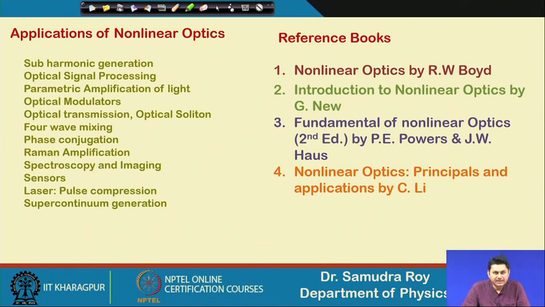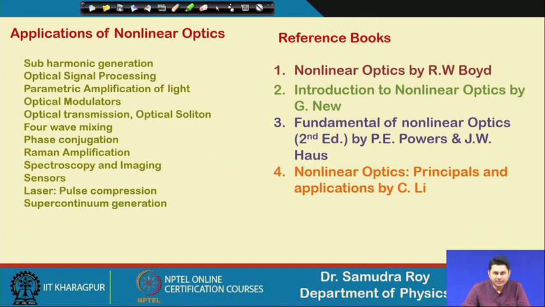There are vast applications. Already we have mentioned that in nonlinear optics, different frequency components are generated. That is a very important aspect of nonlinear effects, and subharmonics are generated. We discussed in the last class that if I launch a particular wavelength, then I can get a different wavelength or frequency of light when it passes through a nonlinear medium or some nonlinear crystals. Then optical signal processing is also useful.